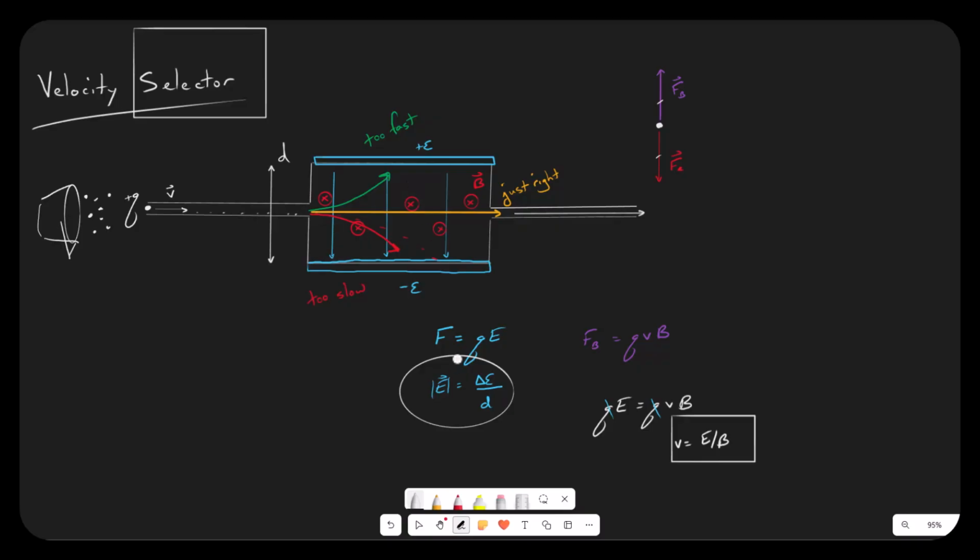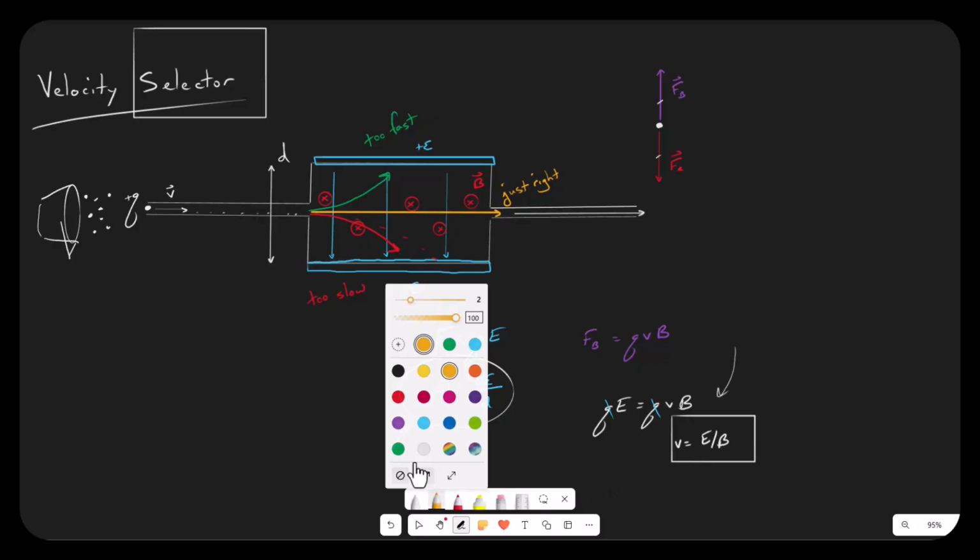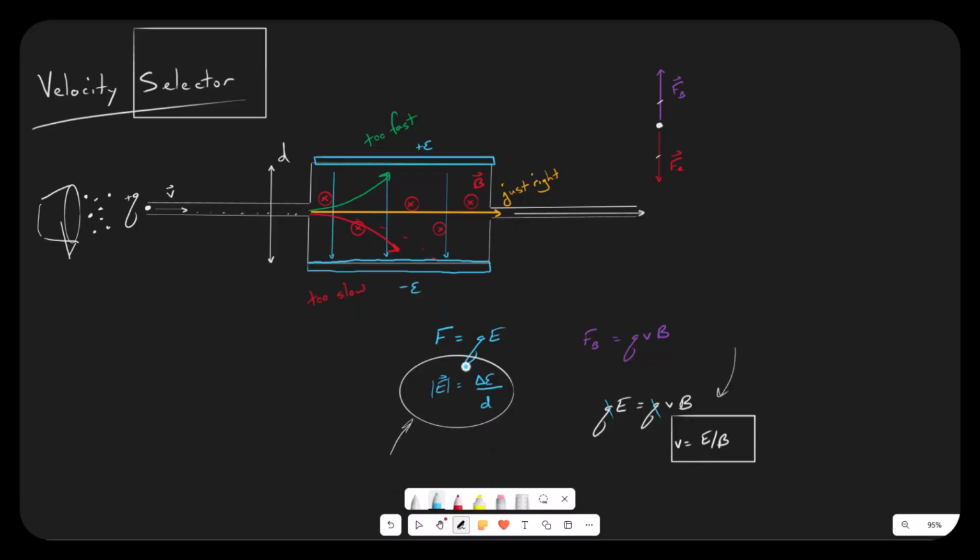If I'm given some of these parameters, if I'm given the electric field and the magnetic field, I can tell you the speed of the particles that make it through. If I'm not given the electric field, but I'm given the potential difference and the distance between the plates, I can use this to find the electric field, then come down here and find the speed of the particles that make it through. And that's a velocity selector.